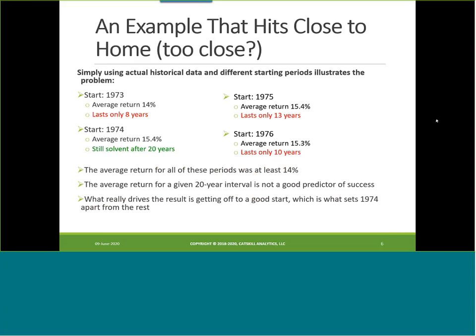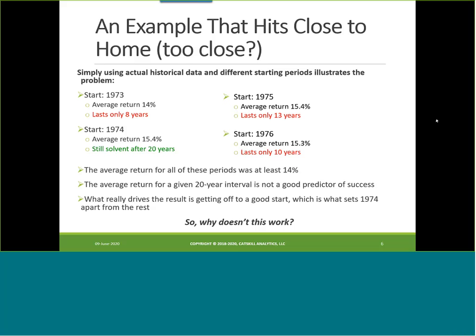So what really drives the result, as it turns out, is getting off to a good start. And that's what sets 1974 apart from the rest. It turns out that in that particular 20-year span, that investment happened to get off to a very good start, and so it weathered the storm for the 20 years. The other 3 years did not get off to as good a start, and we see the results that it generated. So why doesn't this work?